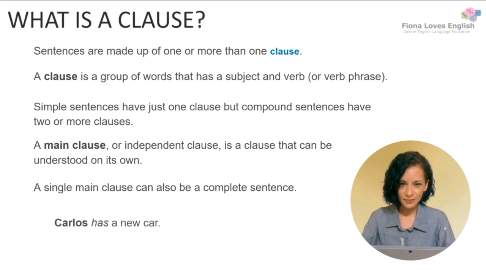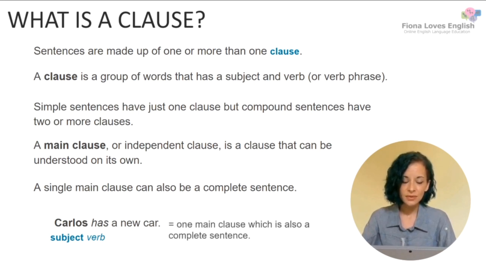Like this example. Carlos has a new car. We've got the subject, Carlos, the verb, has, and here we also have a direct object, a new car. So this is one clause, which is also a complete sentence. Remember, a sentence must express a complete idea, and this does. It also starts with a capital letter and finishes with a period.